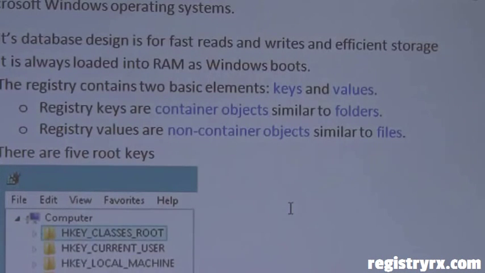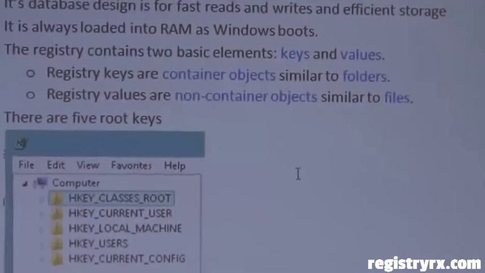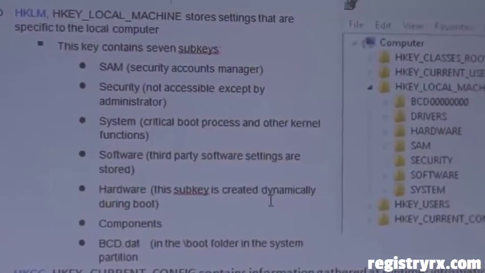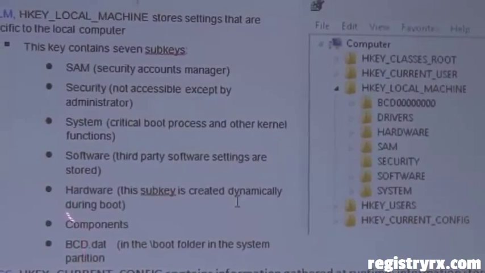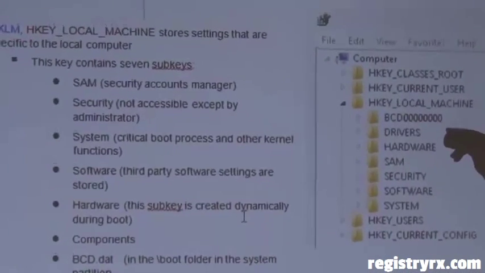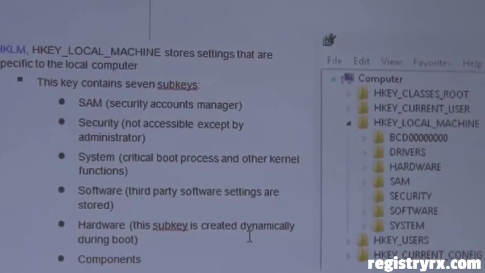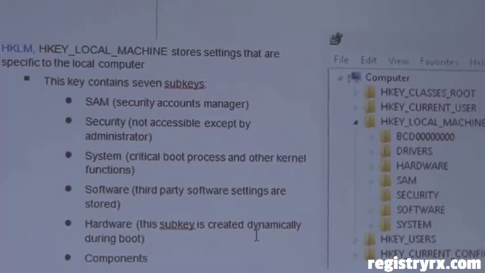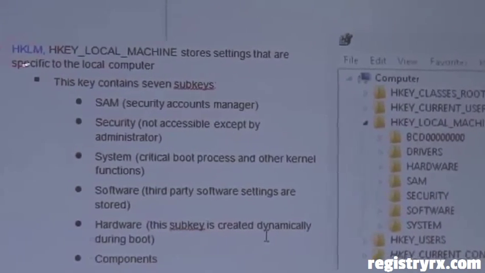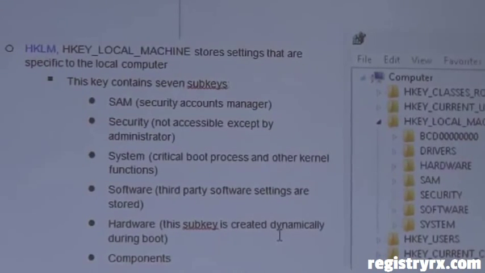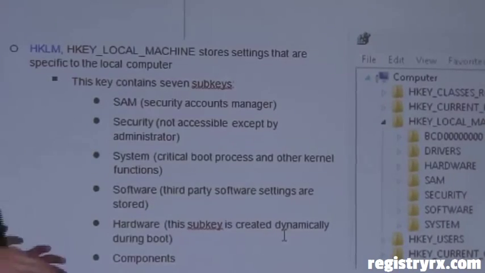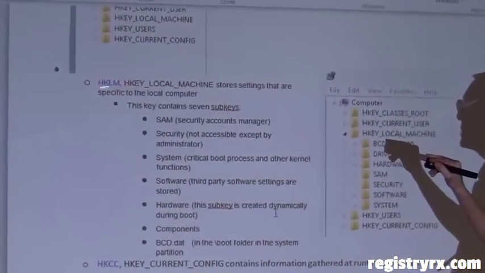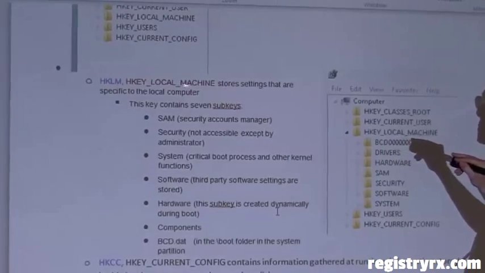There are 5 root keys. You need to know and understand all 5 root keys. The most important key, and I want you to take your pen and circle the abbreviation. You need to know those abbreviations, because in your literature, when you're looking up technical documentation, they are going to use the abbreviation a lot. They're going to expect you to know that HKLM is H key local machine key. This is the most critical registry key of all. That is the abbreviation HKLM, and that stands for H key local machine.